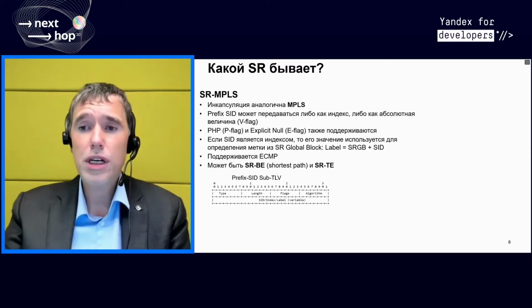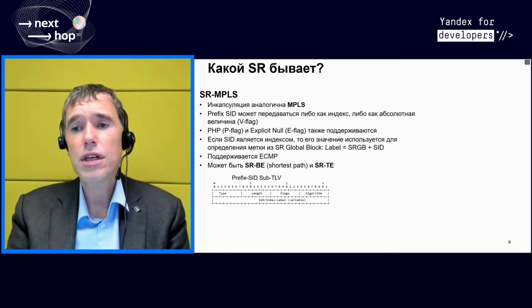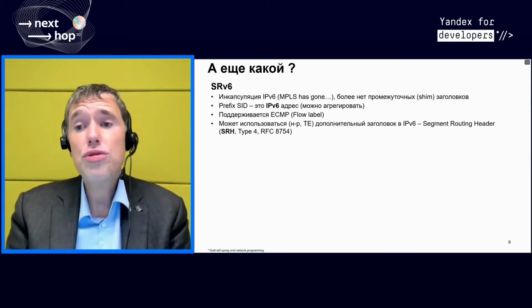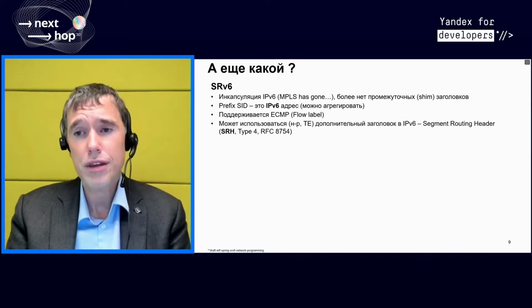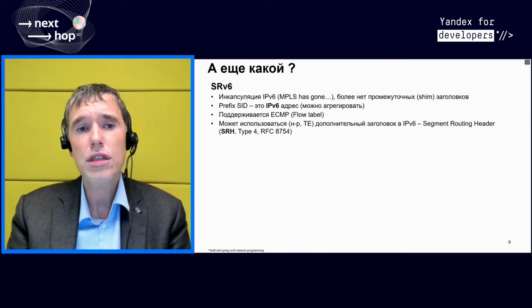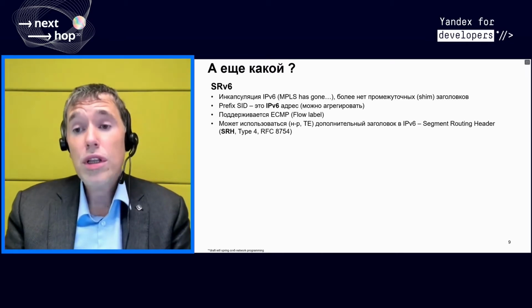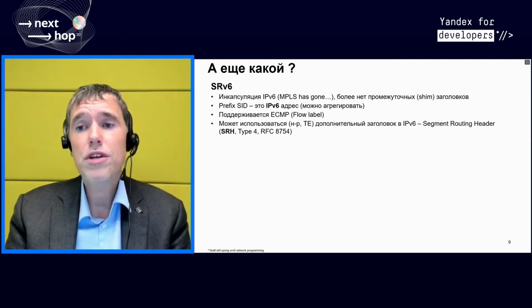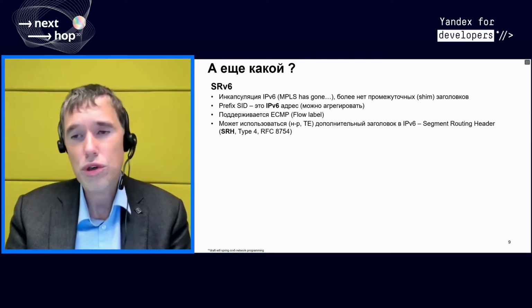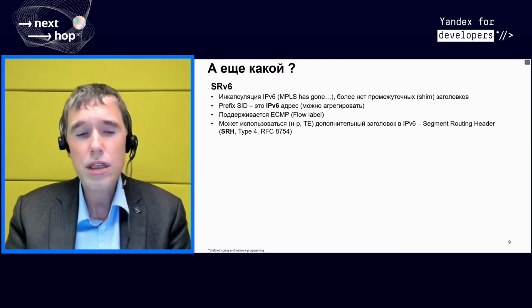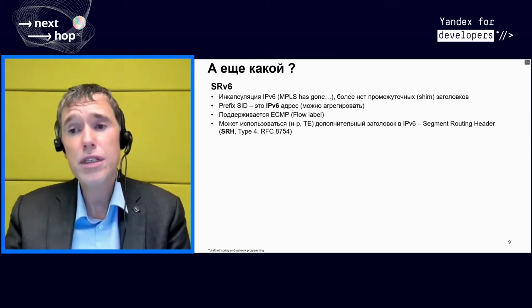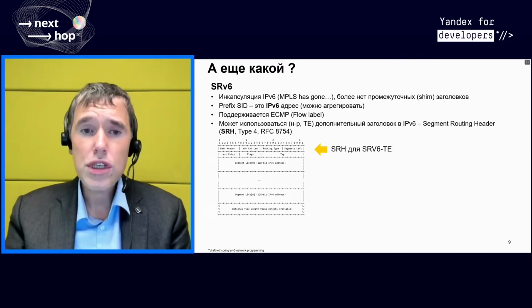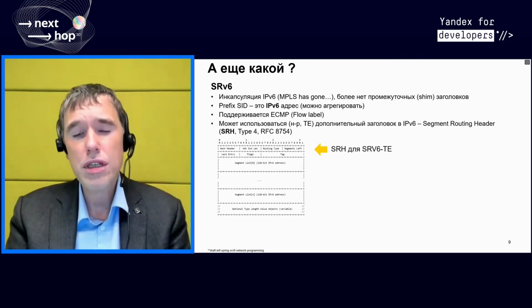And furthermore, we can have a best effort, SRBE, that is the shortest path, and there is also SR traffic engineering. And there is another important branch of segment routing development, which is called SRv6. And it is different from MPLS because we do not use any MPLS at the forwarding plane. And the prefix SID is an IPv6 address.